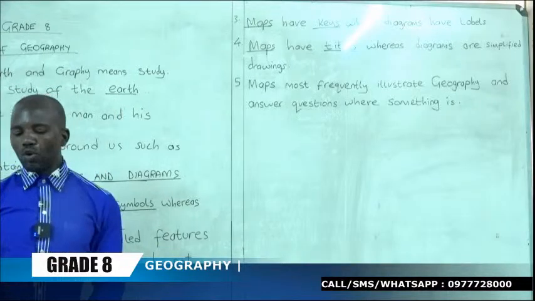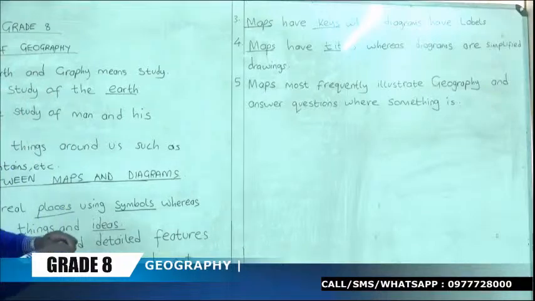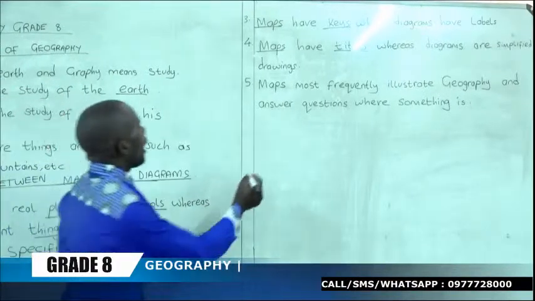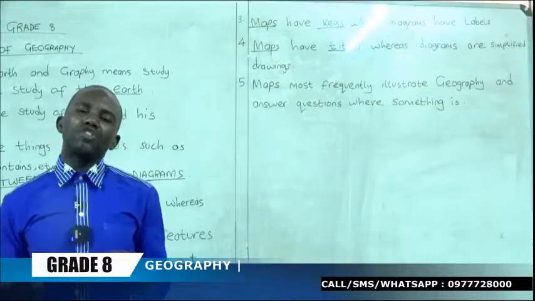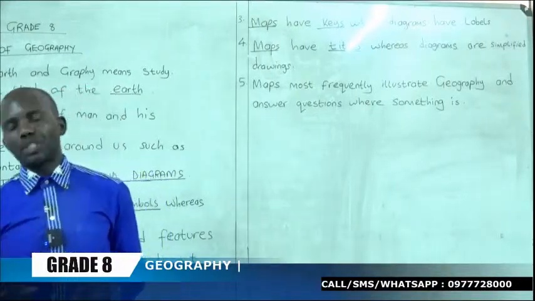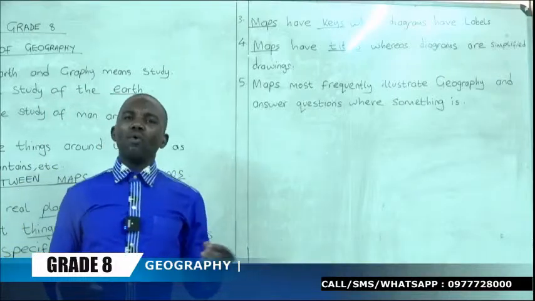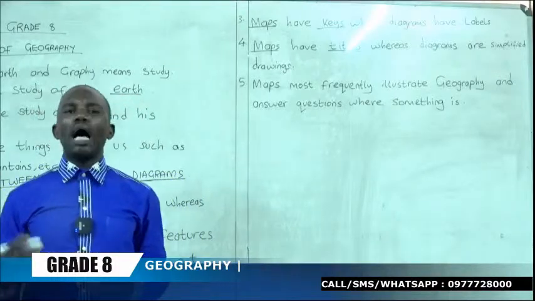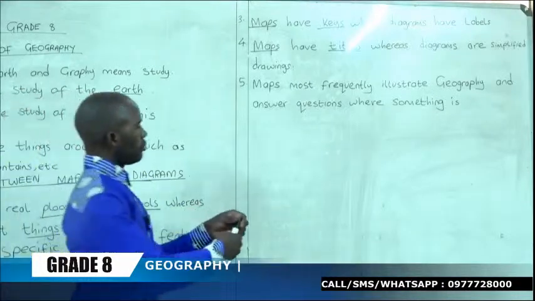Now, having looked at this, we are going to understand certain things about people who are specially trained to draw up maps. What are these people called? The people who are specially trained to draw up maps are called cartographers.